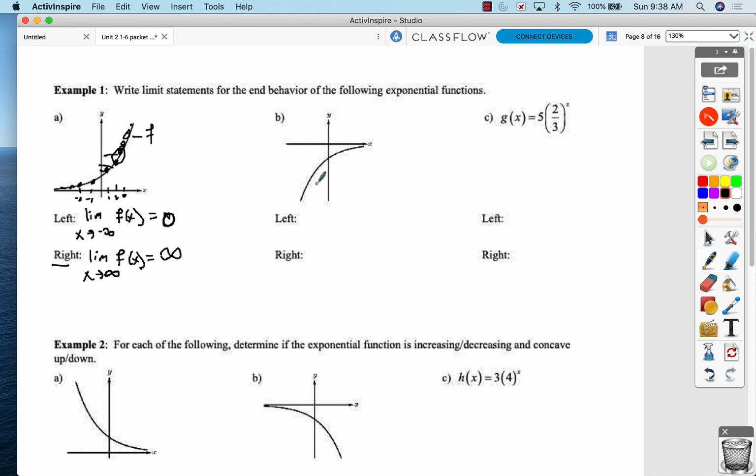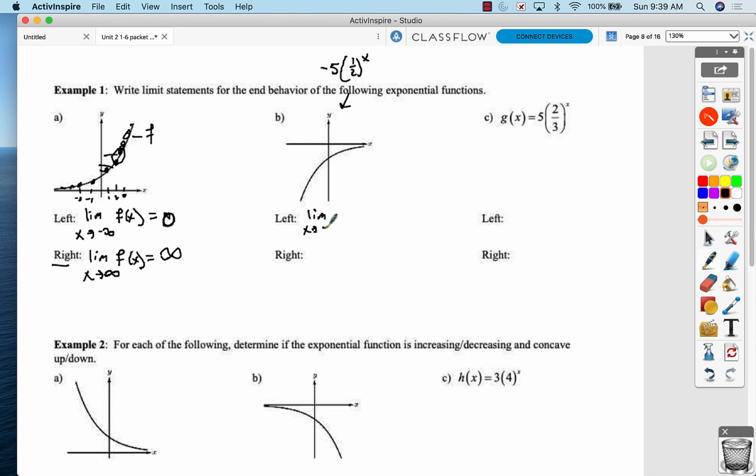Okay, this is some sort of reflection. It's actually the reflection of this guy right here. You don't have to know this right now, but an example of this would be something like -5 times (1/2) to the x. That would be an example of that. It flips over the x. Okay, so left.